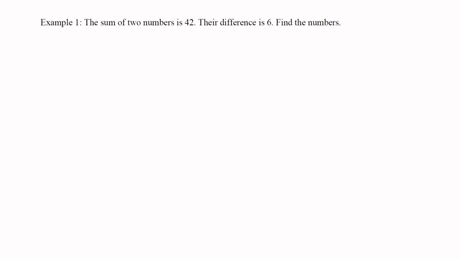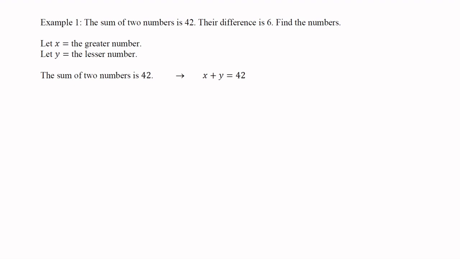So the sum of 2 numbers is 42. Their difference is 6. Find the numbers. So in this problem, we're going to let x be the greater number and y be the lesser number. The sum of 2 numbers is 42. We can write that as x plus y equals 42. If you add your 2 unknown numbers together, you will get 42. So x plus y is 42.